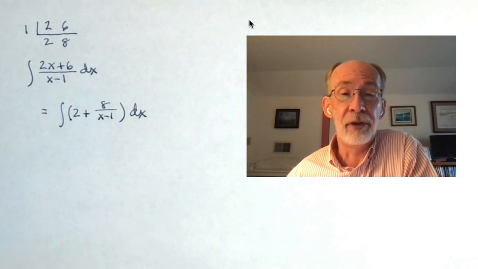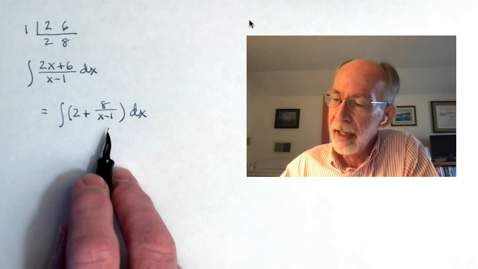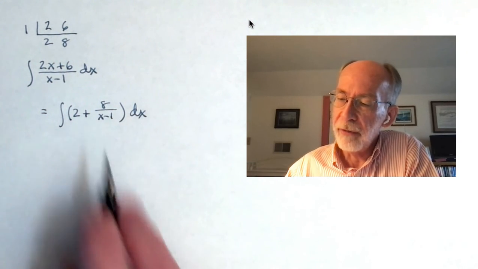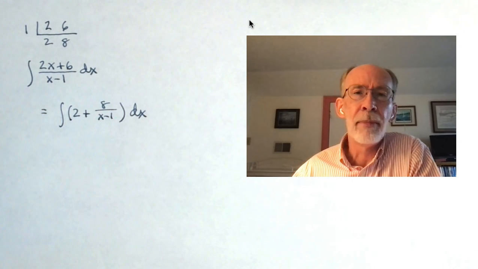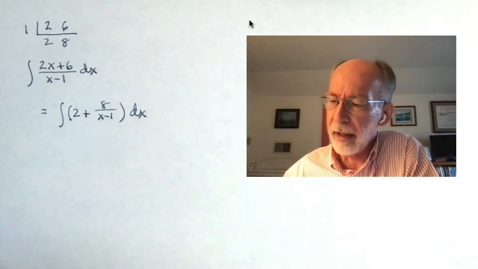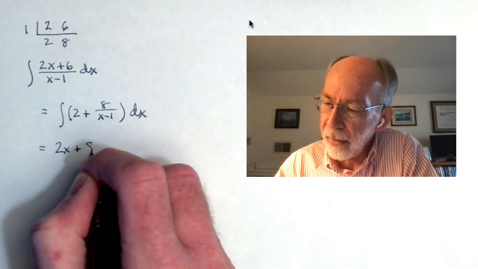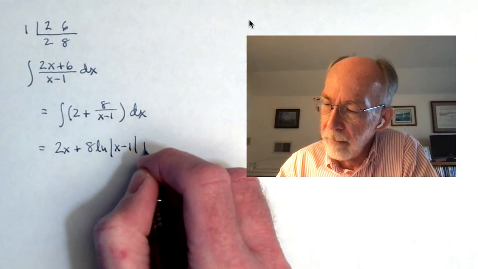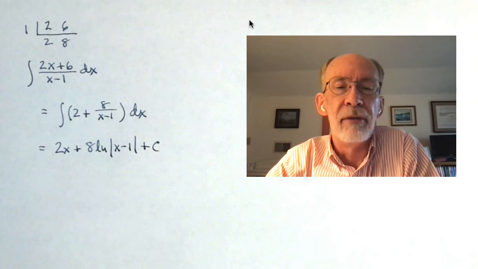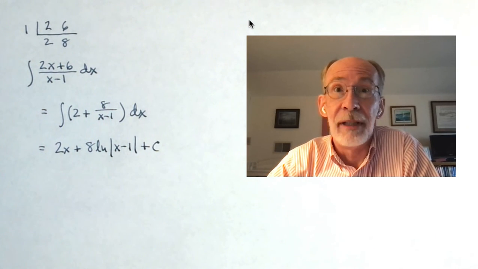And now life is easy. Nothing easier than integrating a constant. This remainder term, except for the 8 and the subtracted 1, is just a log, but there's no chain rule there. There's nothing multiplied by the x or anything like that. So this is just going to be 2x plus 8 natural log absolute value of x minus 1 plus a constant of integration. Once we achieve the re-expression, this is an easy integral.